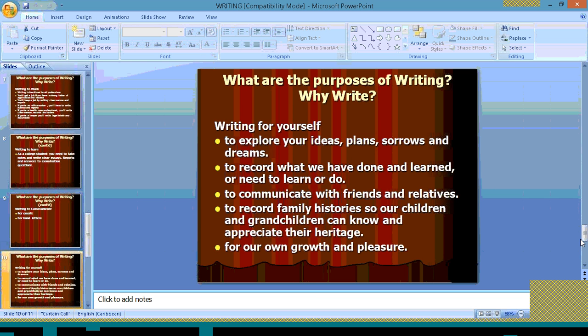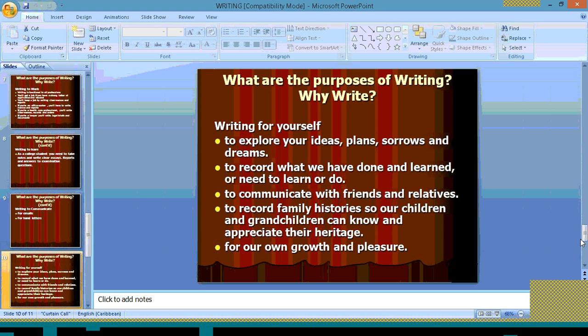Now, we may also write for ourselves to record family history so our children and grandchildren can know and appreciate their heritage. So if there was a family reunion, you may write about it and share it with your children and grandchildren in years to come. And just write about things about the family, write about your experience living with your grandmother, your mother. So in the event that, God forbid, they may have passed away, by the time you start having kids or grandkids, you can share some of these experiences with them, right?